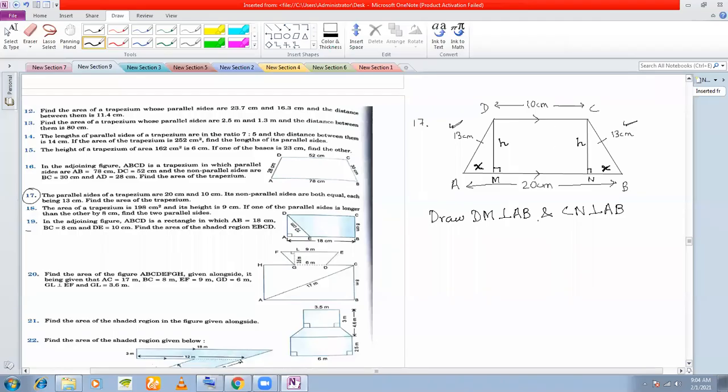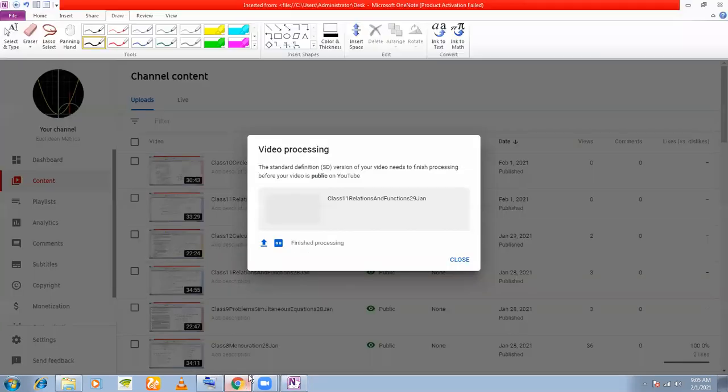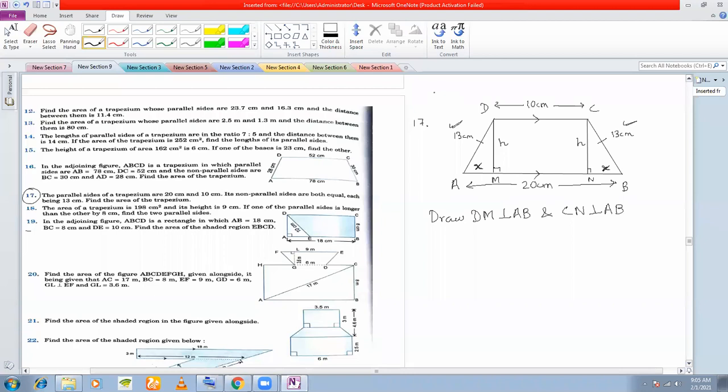In an isosceles trapezium, we can say that this length can be equal to this length, only in an isosceles trapezium, not in a normal trapezium. Just because it is an isosceles trapezium, I can take this to be x and this to be x. So now the question is how to find out x.